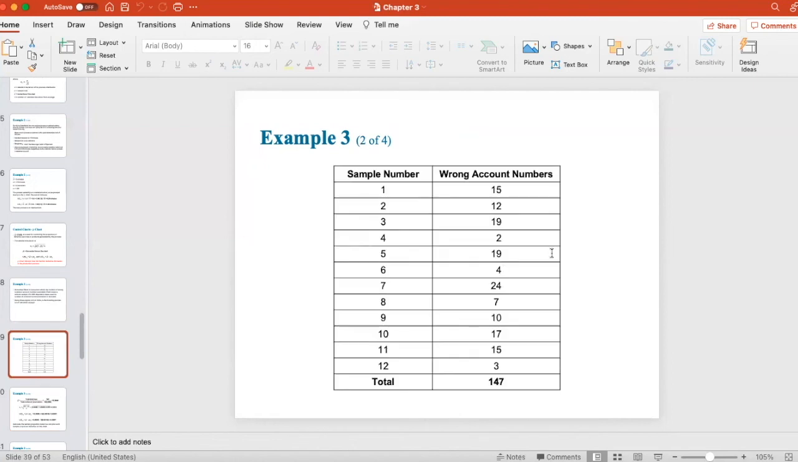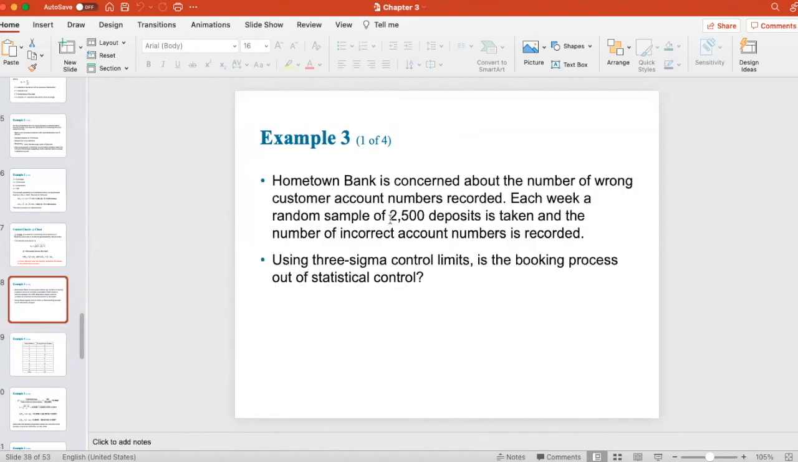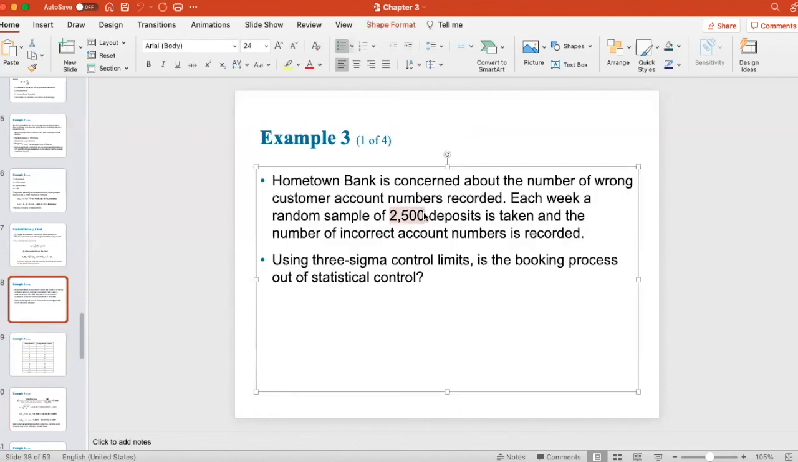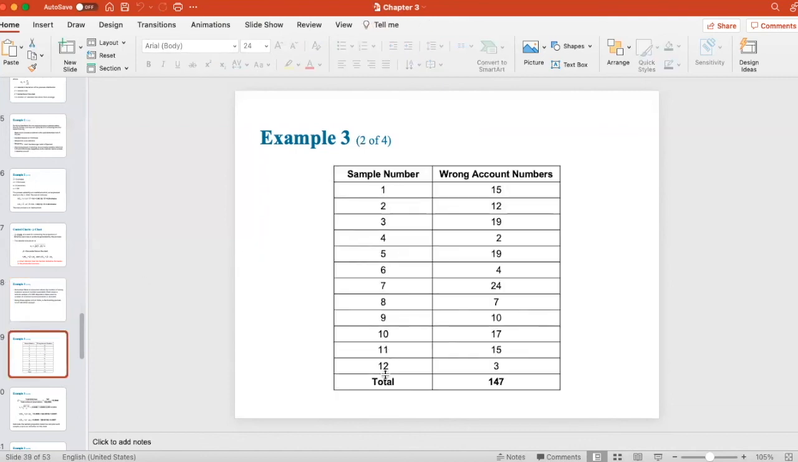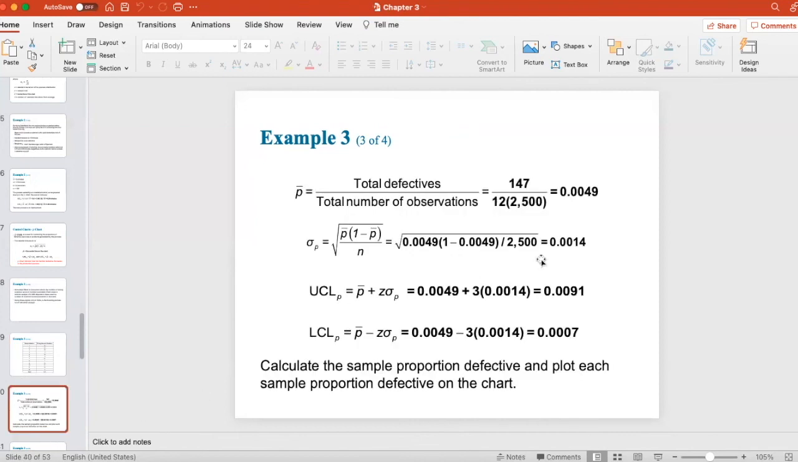How do we calculate this? Very simple, right? In every sample, you have 2,500 deposits. How many samples do you have? You have 12 samples, right? So 12 times 2,500 gives you the overall number of observations. Then you can directly use 147 divided by this whole number to get the p-bar.